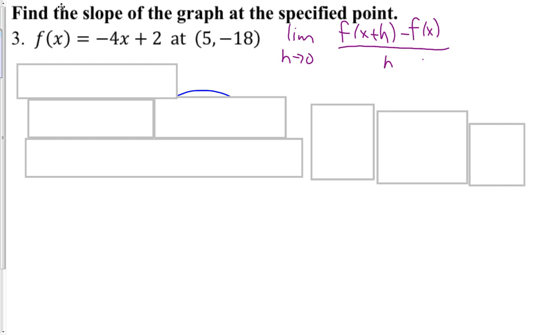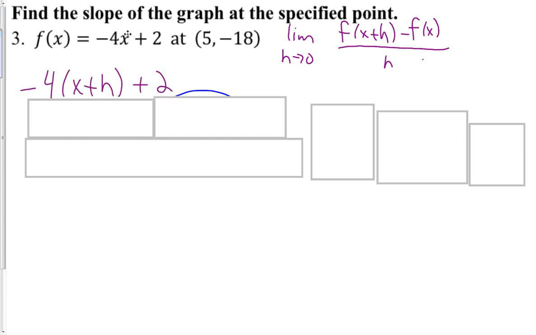So finding the slope of the graph of this, negative 4x plus 2 at 5, minus 18. Now we only really care about this x value. The y value just happens to be what we get when you plug 5 in. We got minus 18. So we're going to do f(x + h), which is right here.